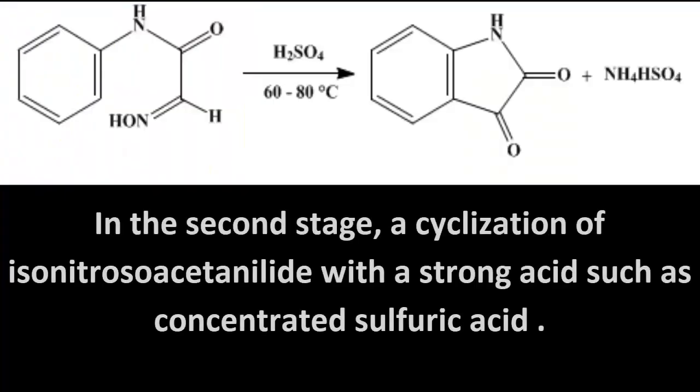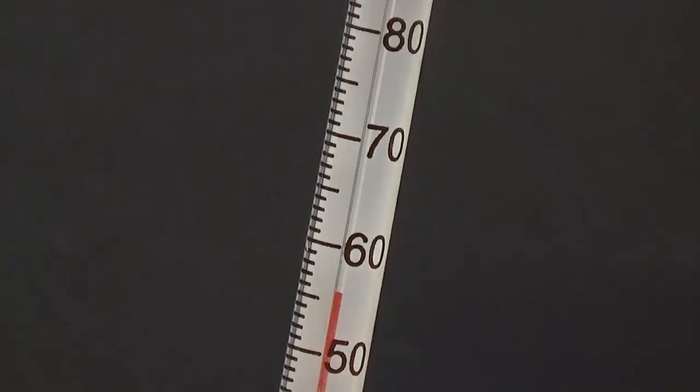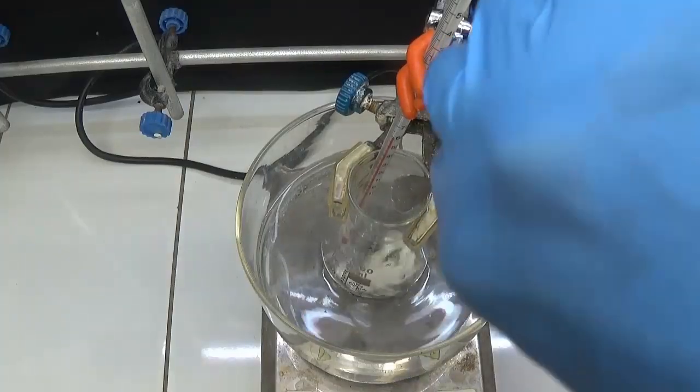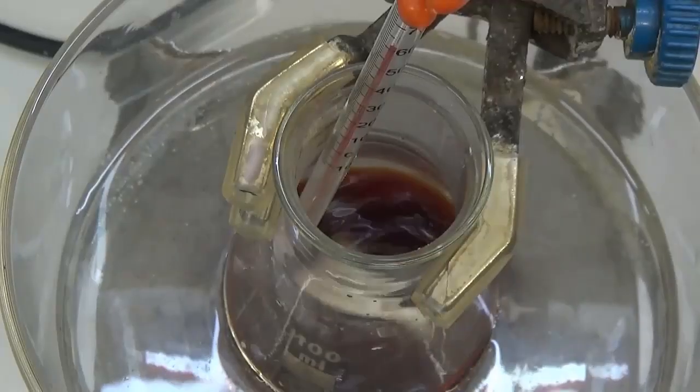In the second stage, a cyclization of isonitrosoacetanilide with a strong acid such as concentrated sulfuric acid. The resulting isonitrosoacetanilide is added to a 100 ml Erlenmeyer with 25 ml of concentrated sulfuric acid and a thermometer for temperature monitoring. Add the isonitrosoacetanilide to the flask in small portions, maintaining the temperature between 60 and 70 degrees Celsius.